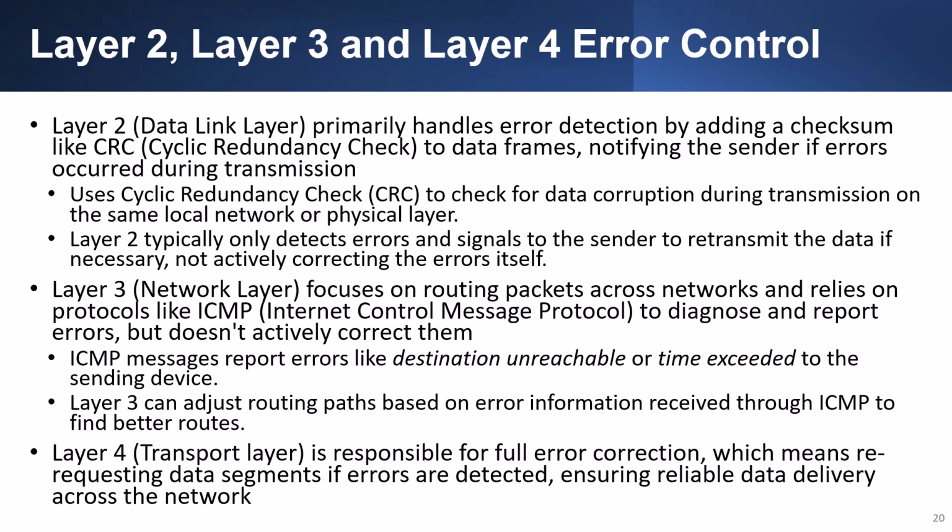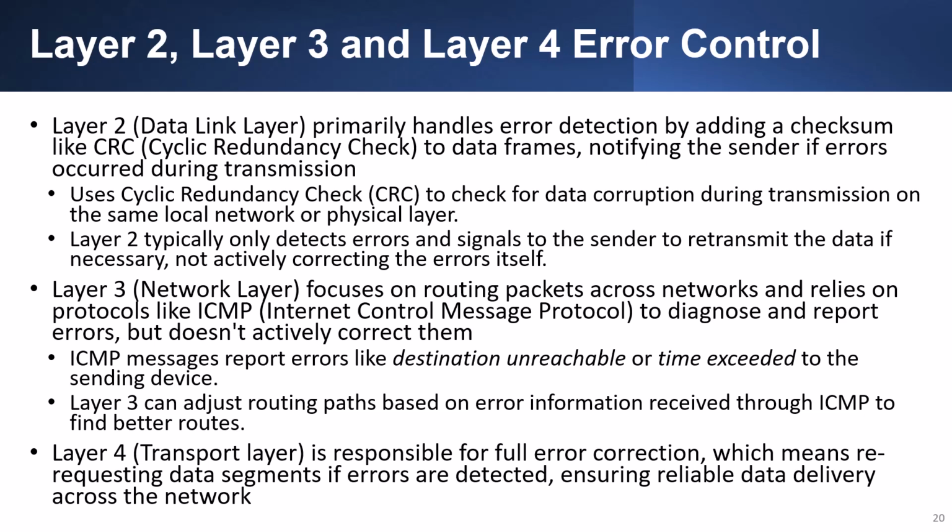Layer 2, Data Link Layer, primarily handles error detection by adding a checksum like CRC to data frames, notifying the sender if errors occur during transmission. It uses cyclic redundancy check, or CRC, to check for data corruption during transmission on the same local network or physical layer. Layer 2 typically only detects errors and signals to the sender to retransmit the data if necessary, not actively correcting the errors itself.